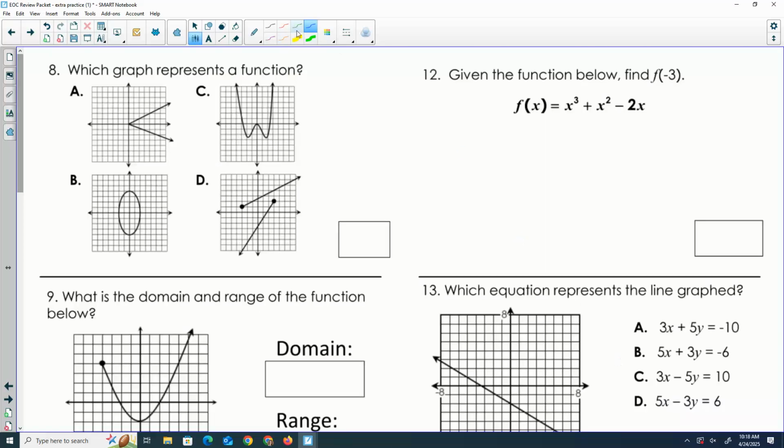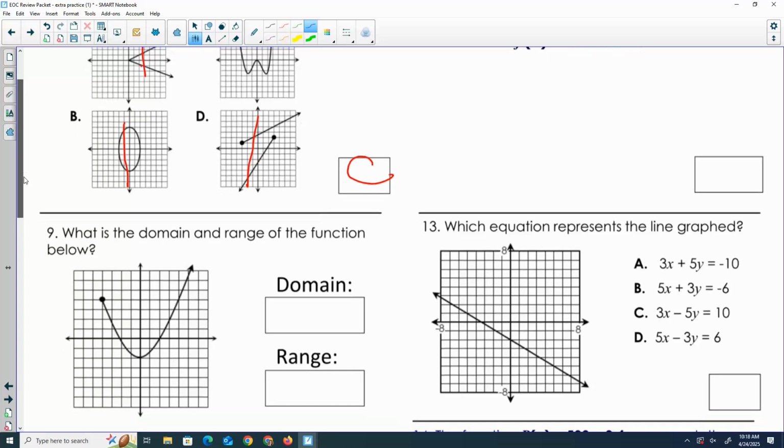Wants to know which one is a function. And if you remember this about functions, that means x can't repeat, so it has to pass the vertical line test. So if you can draw a vertical line that hits a graph more than once, it's not a function. So A isn't a function, B isn't a function, D isn't a function. The only one that works is C. That's the only one where you can draw vertical lines that don't hit it more than once.